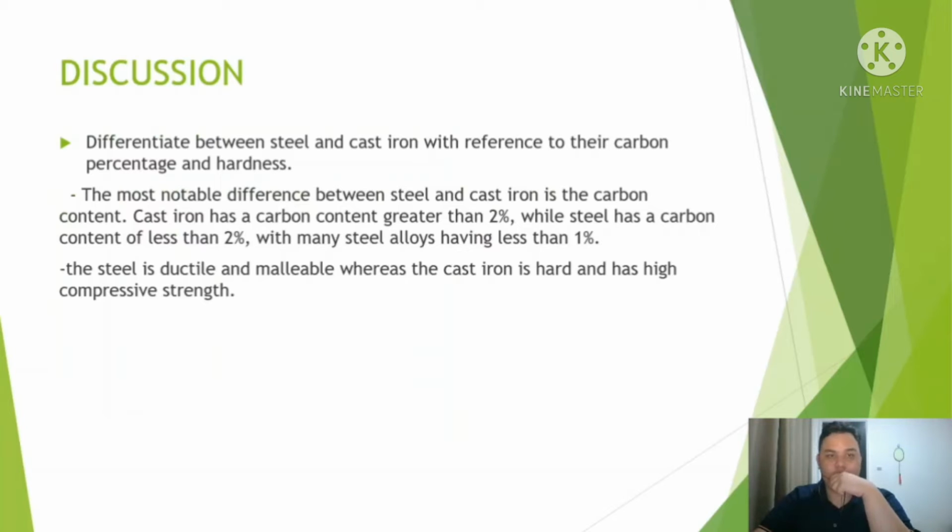For this discussion, first is to differentiate between steel and cast iron with reference to their carbon percentage and hardness. The most notable difference between steel and cast iron is the carbon content. Cast iron has a carbon content greater than 2%, while steel has a carbon content of less than 2%, with many steel alloys having less than 1%. That is the extra information. And then the steel is ductile and malleable, whereas the cast iron is hard and has high compressive strength.